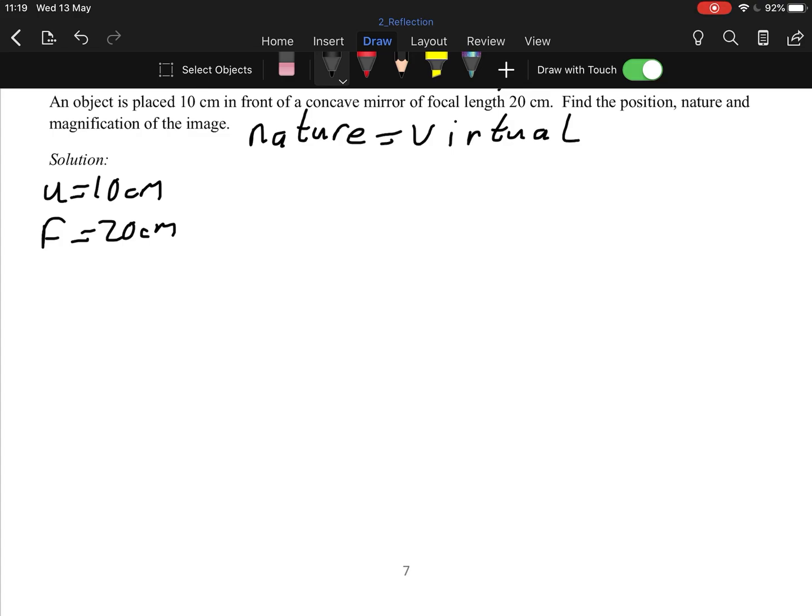That means the first thing we need to do, we need to find the position of the image. So we need to find v. Okay. And then we need to find the magnification. We need to find m. So we got the first bit. We need to find the next two.